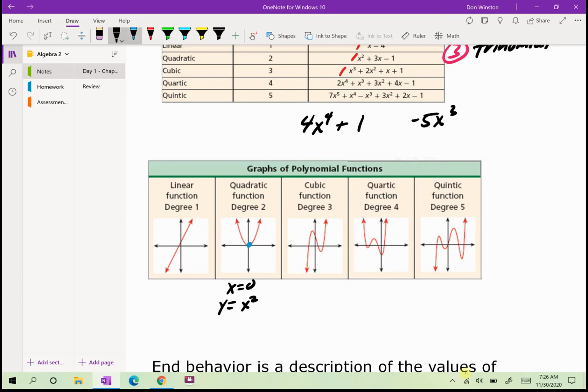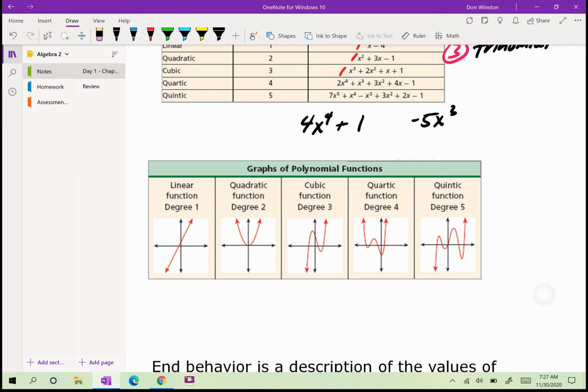A zero I see for the cubic would be, let's say, x would equal probably like negative 2, and then x equal to 1 maybe, and then x is equal to 2. So those would be the zeros of that cubic function. So we'll be finding the zeros of polynomials just like we found the zeros of quadratics. More of that a little later.